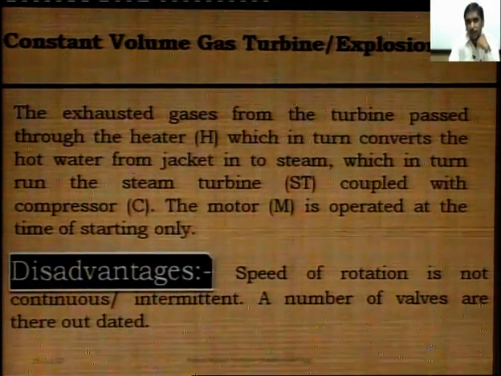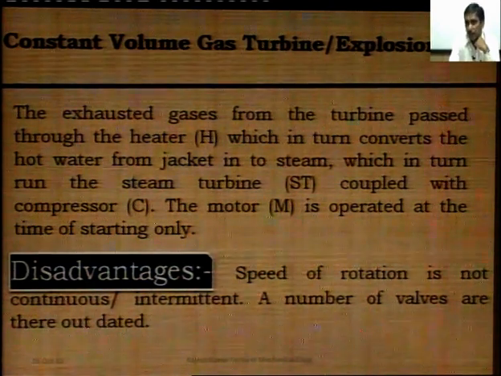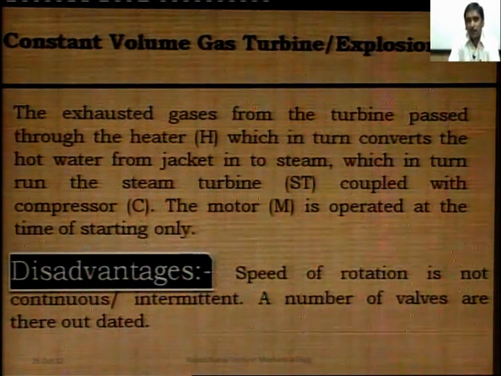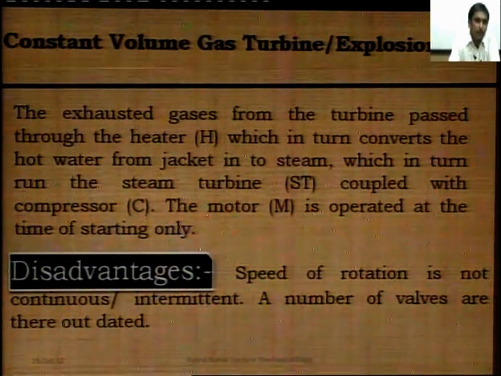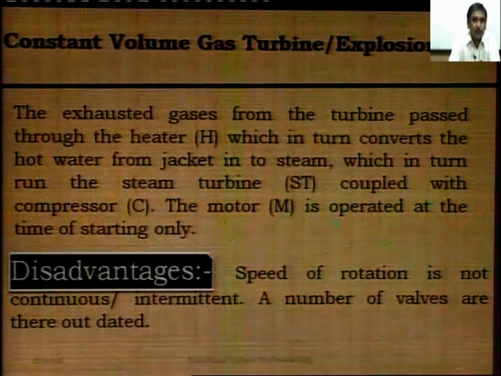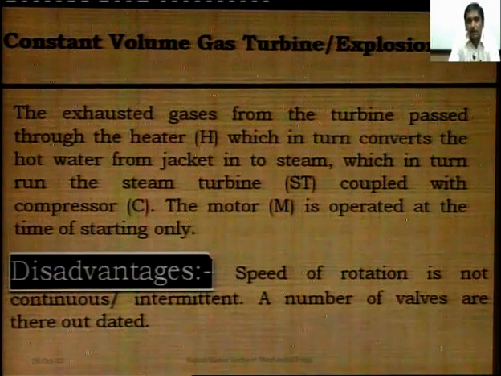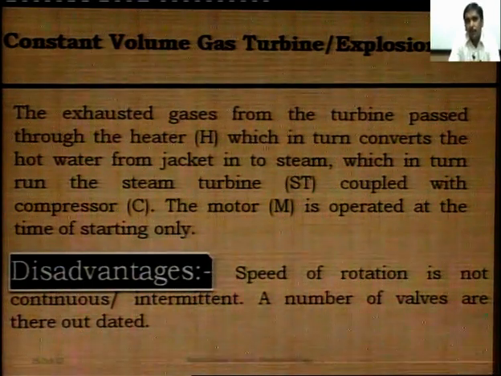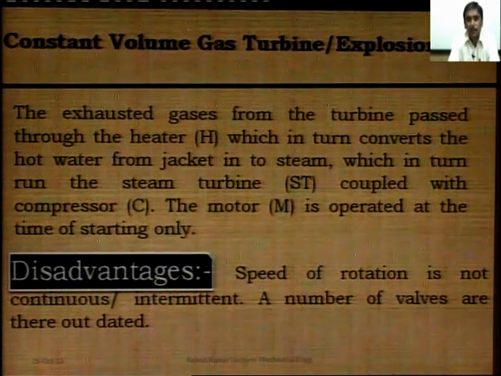The exhaust gases from the turbine pass through heat exchanger H, which converts the hot water from the jacket into steam, which in turn runs the steam turbine coupled with the compressor C. The motor M is operated at the time of starting only.